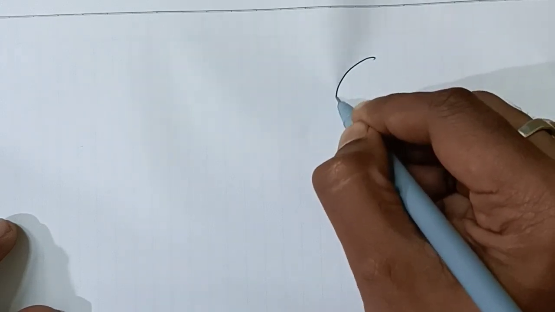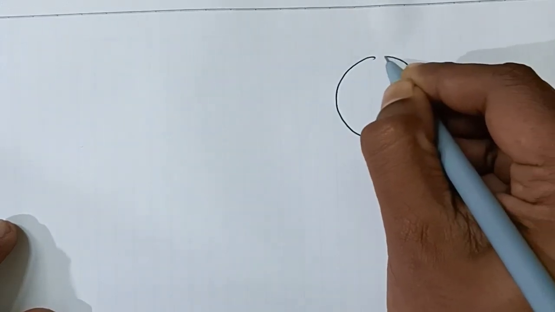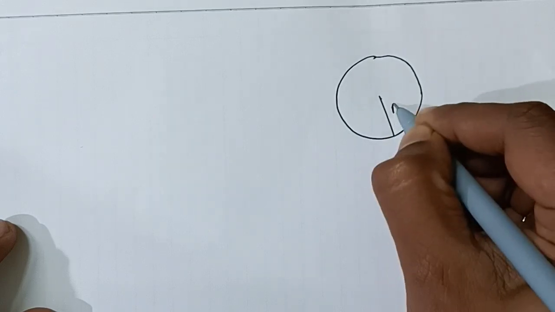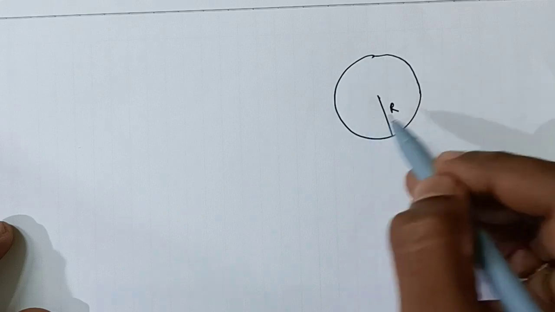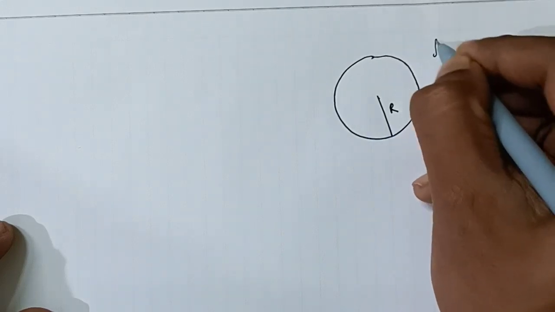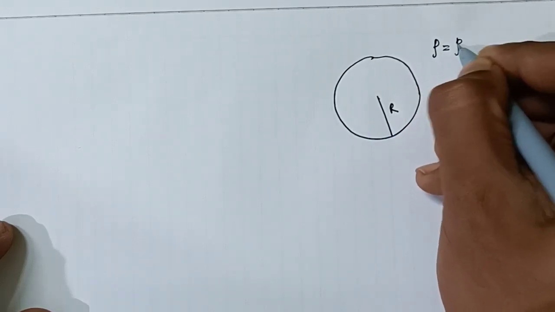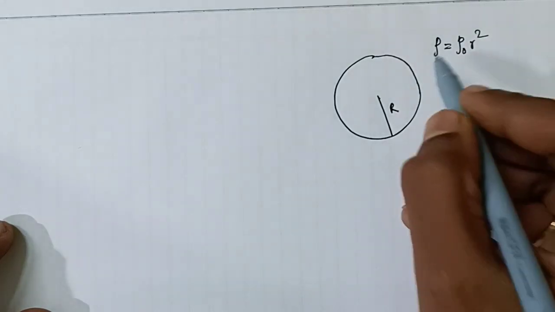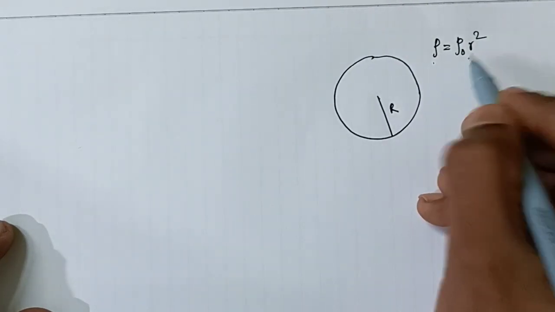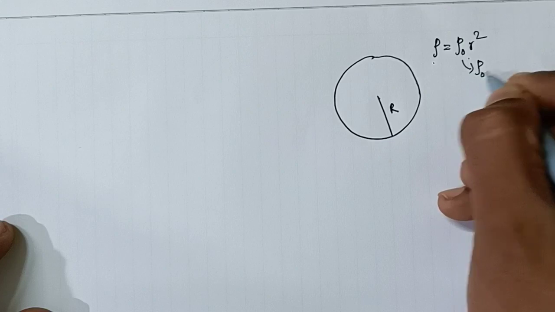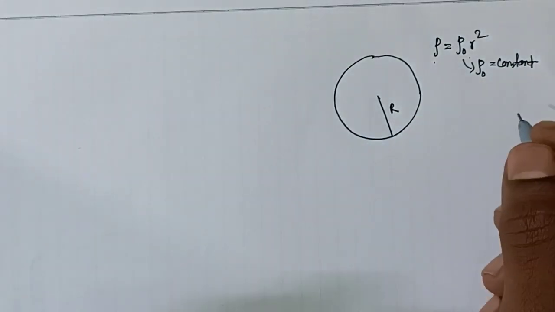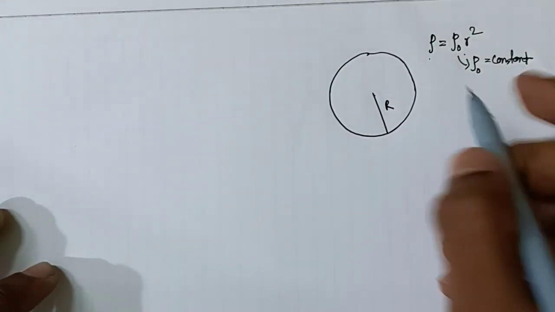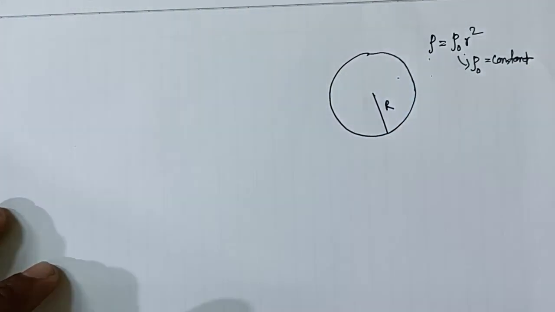Let me consider one example. This is a solid sphere of radius R, but charges are not uniformly distributed over the solid sphere. Here the volume charge density is a function of r. Here rho is directly proportional to r square, and rho naught is a constant. Now the question asks you to find the expression of electric field in all the regions, inside and outside.